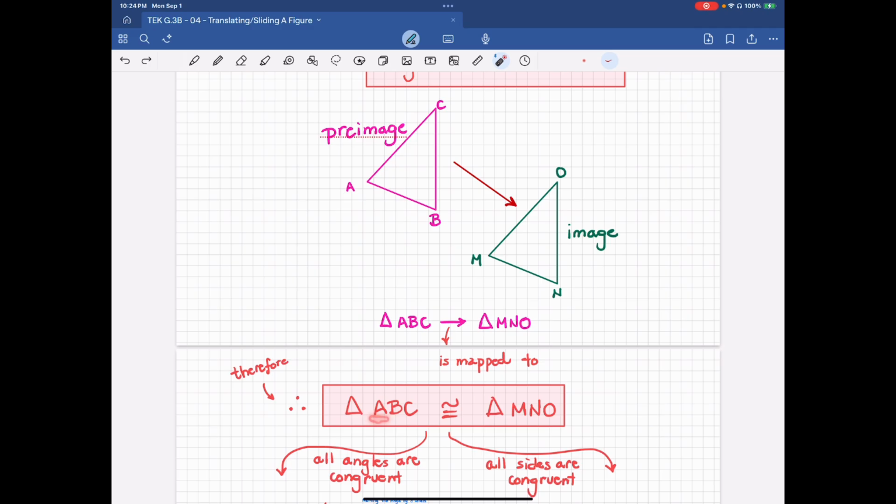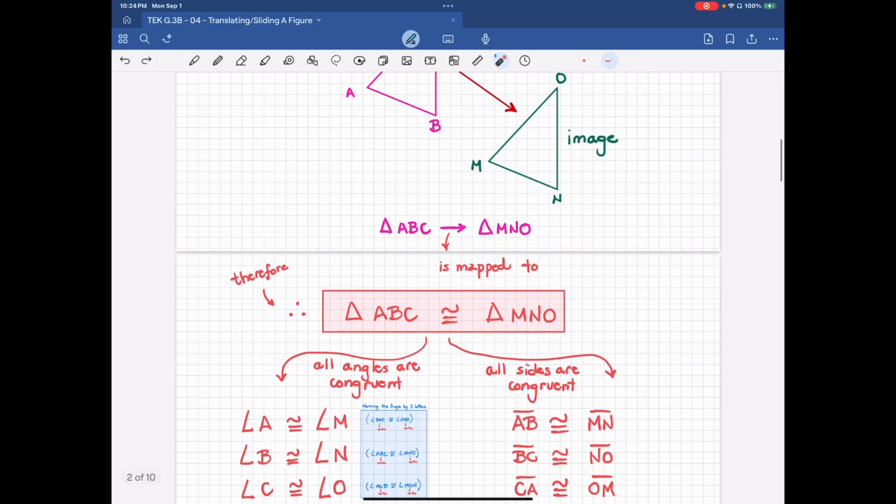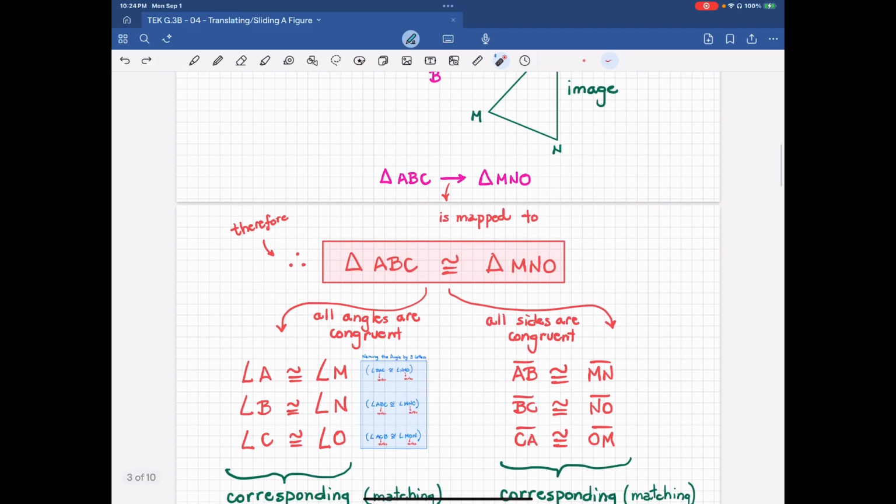You know that by the way that the correspondence is set up. In first position here, we have A and M. In second position, we have B and N. In third position, we have C and O. So I'm going to write down the angle congruence. Angle A and angle M are congruent. Angle B and angle N are congruent. And angle C and angle O are congruent.